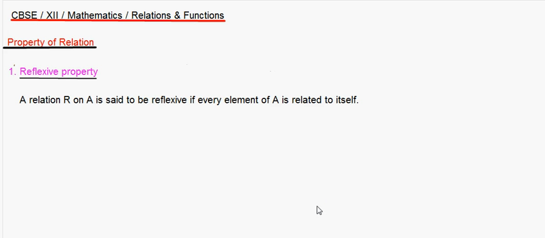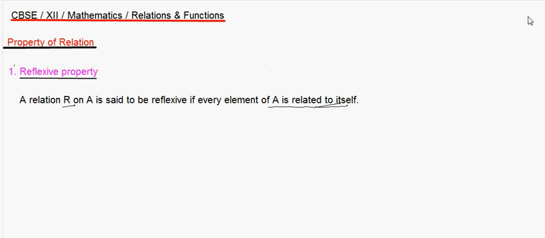Hello friends. Now we'll see what are the different properties of a relation. First and foremost property is reflexive property. A relation R on A is said to be reflexive if every element of A is related to itself.